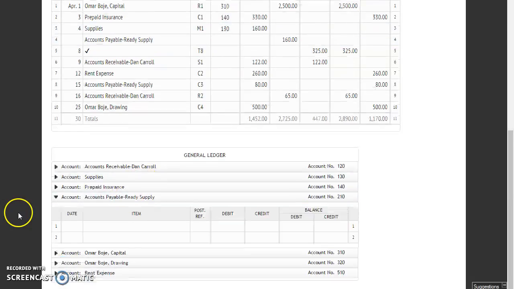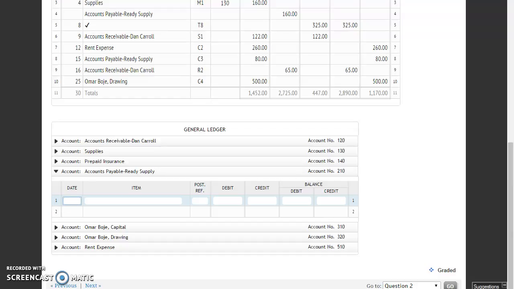Next one, accounts payable to Ready Supply. We purchased something from Ready Supply and we owe them $160. We bought supplies for $160. So this took place still on that April 4th date. Post reference 1. We have a credit of $160. Now, normal balance for accounts payable being a liability is credit, so we know our balances are going to run in this column for this particular account.